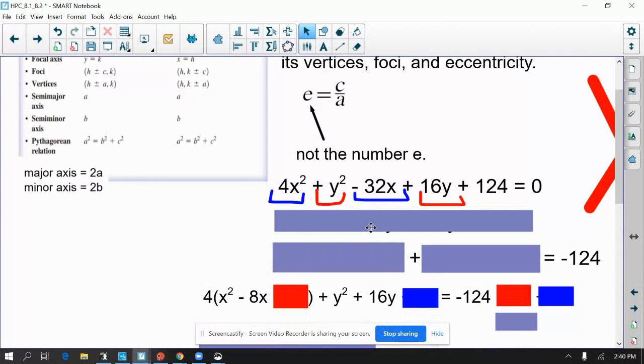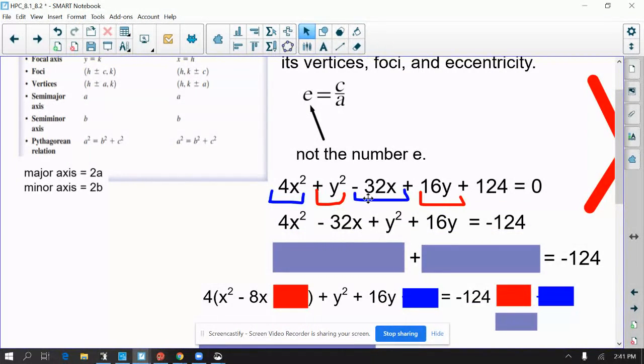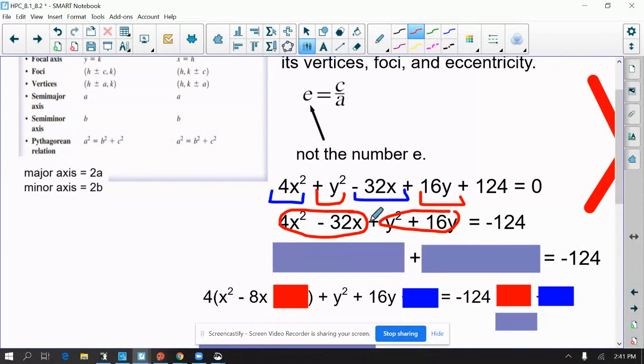So that's what I will do. Making sure that I'm keeping my symbols. This is minus 32x, so it remains minus 32x. And I subtract 124 on both sides. Now I'm ready to complete the square. And with these two, remember, we don't complete the square, we get rid of this 4 first. So we factor out this 4. But just with these two terms, because you really need to have tunnel vision right here. Only be focusing on this. And then focus on this. So you have to focus on these two sets independently of one another.